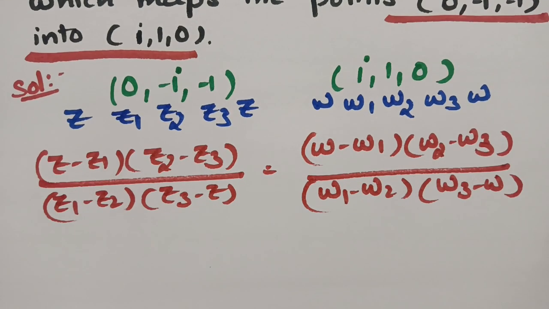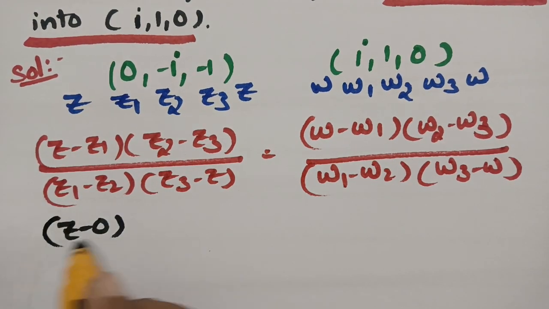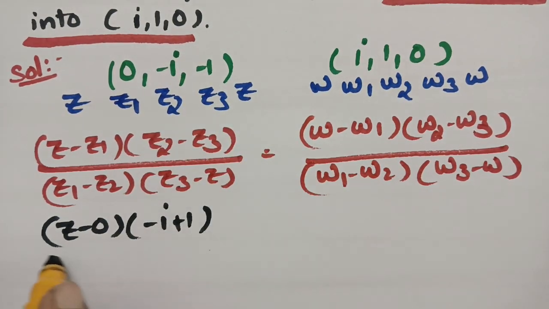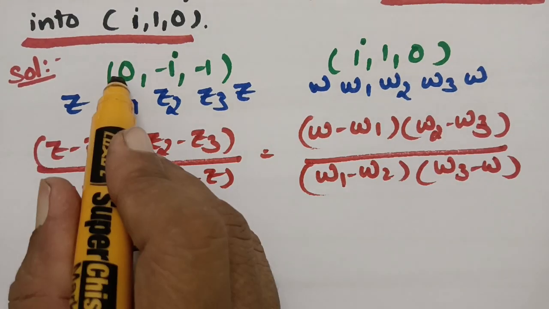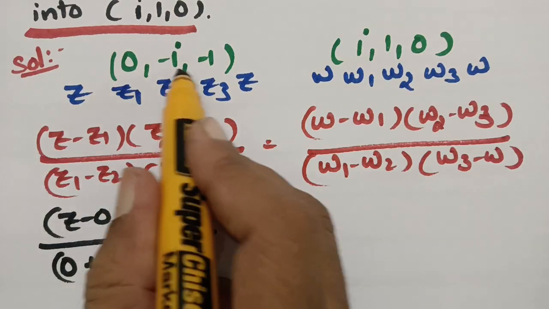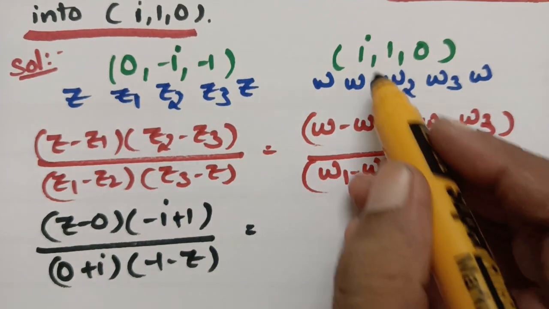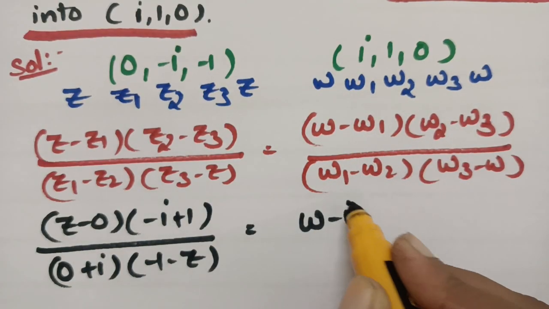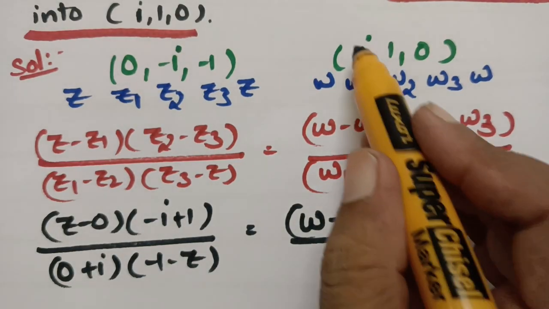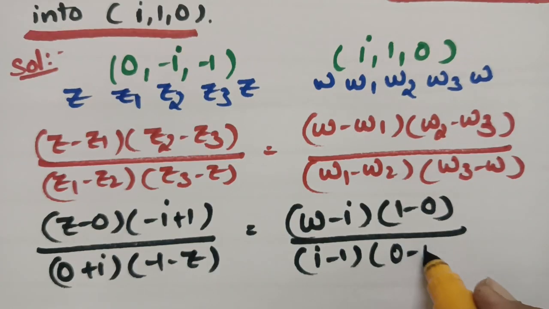So if I substitute all the values, this will be Z minus 0. So this value is Z minus 0, and this is minus 1 minus, here it is minus 1, we have to write plus 1, divided by Z1 minus Z2, that is 0 minus of minus 1, plus 1, and here this is minus 1 minus Z. So here W minus W1, so here this is W minus I, and here this is 1 minus 0, divided by, this is I minus 1, and this is 0 minus W.